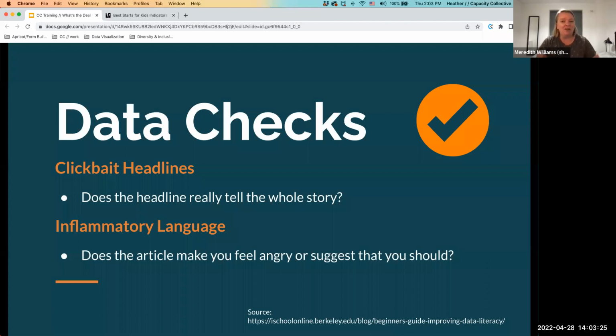So if an article you're reading makes you feel angry or suggests that you need to be angry, is that news or is that an opinion piece, right? Is it different? There are different expectations for that. So again, try reading a few more articles from other outlets, and chances are that one inflammatory one is probably using misleading or manipulative language.